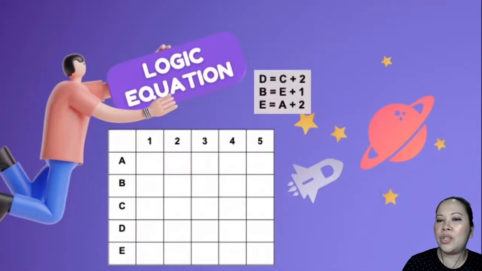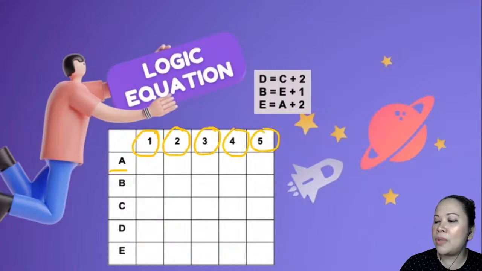Okay, so the next question is D equals C plus 2, B equals E plus 1, E equals A plus 2. You can only use the numbers 1, 2, 3, 4, 5 to substitute A, B, C, D, and E. Okay, let's see who can get it first.